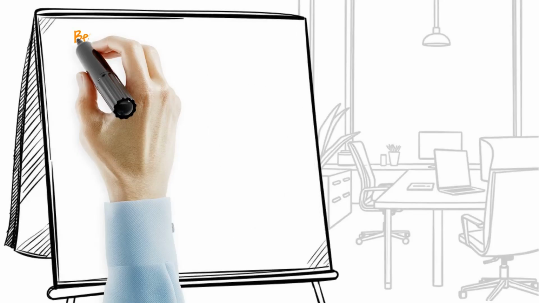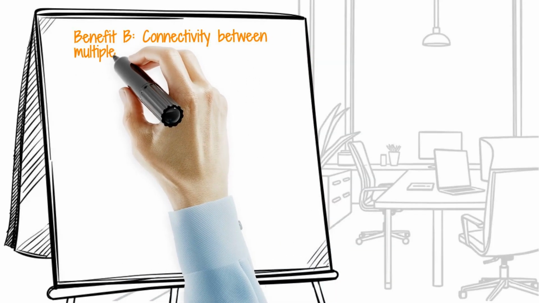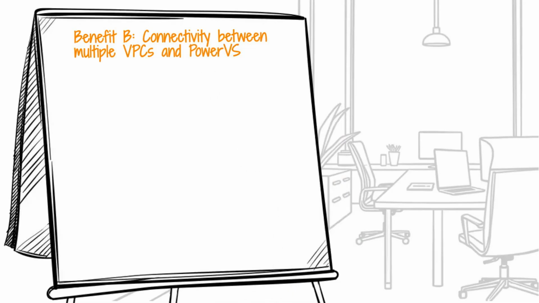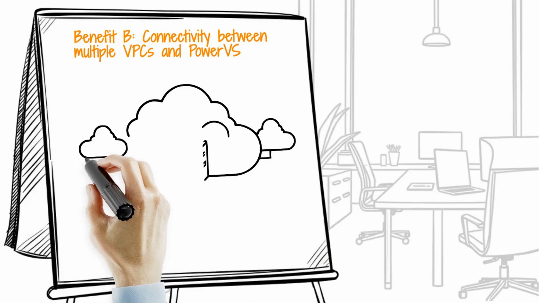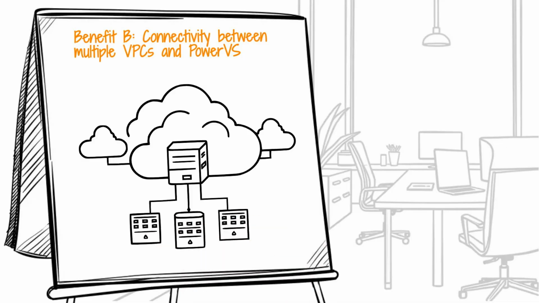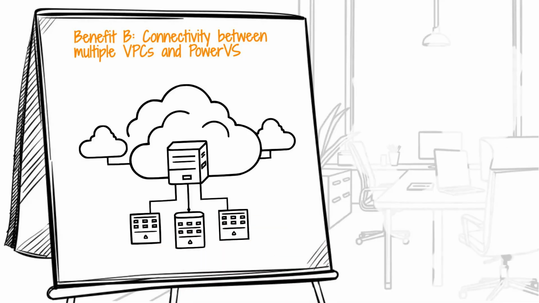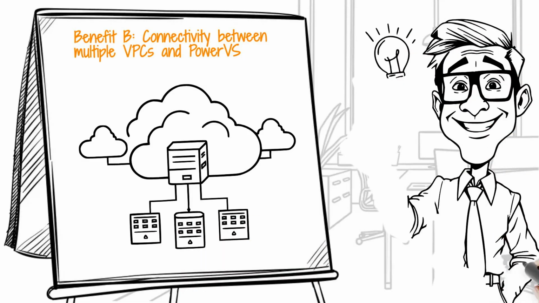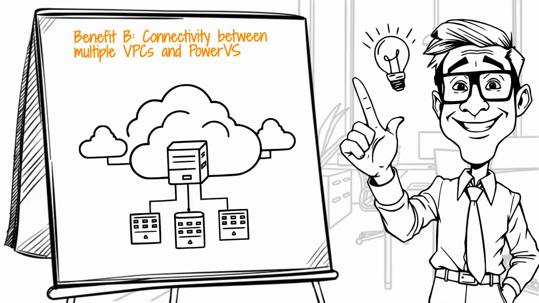Explanation. One of the primary use cases of Transit Gateway is to establish seamless private connectivity between various IBM Cloud network resources. This explicitly includes connecting multiple virtual private clouds, VPCs, to each other, as well as integrating them with other IBM Cloud services like Power Systems Virtual Server, PowerVS, and even IBM Cloud Classic infrastructure. It acts as a central hub, simplifying routing between these disparate networks.